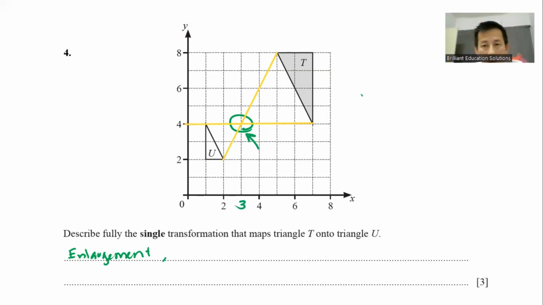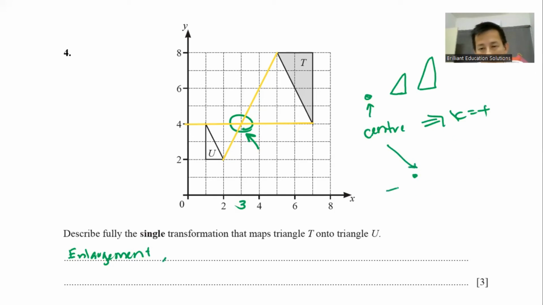If you have a center here, and this is either your image or your object, with the center at the back, then the scale factor is positive. If you have the center here, image here, object here, it looks like a rotation, but one big, one small. So the center is in between, therefore the scale factor will be negative.